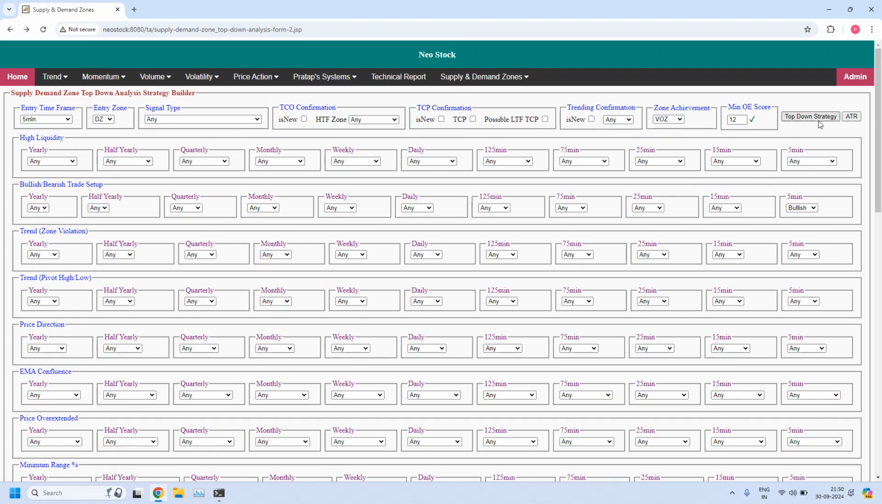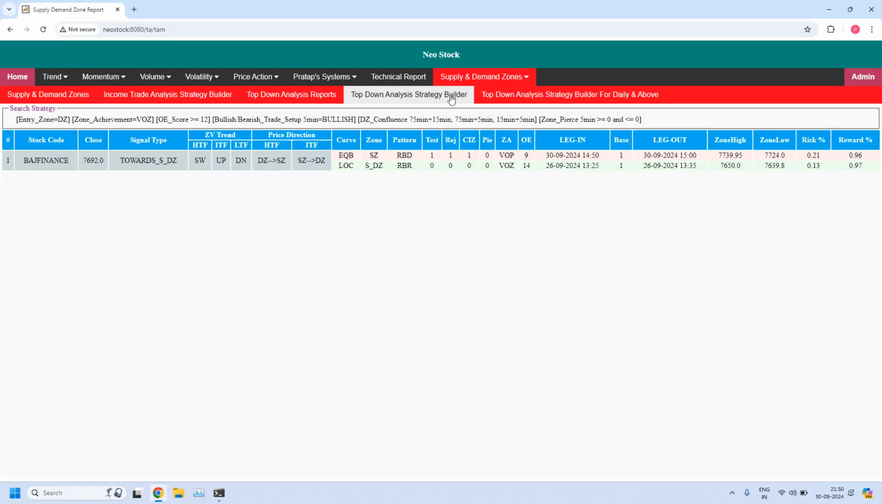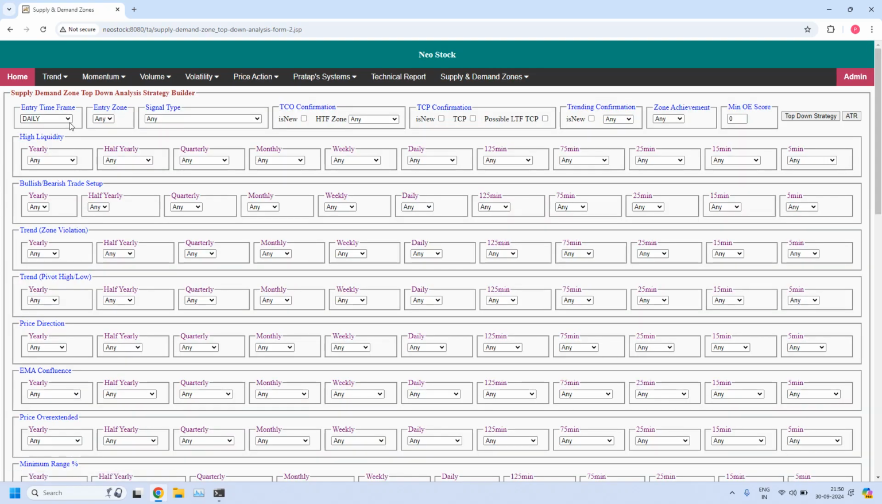With all the 3, we got only 1 stock. This is having LTF, ITF, HTF confluence. Not looking for 75 minutes EMA confluence. The reason is the HTF trend is sideways. Okay, this is about the bullish trade setup for hourly income trade. Next, the bearish trade setup for hourly income trade.